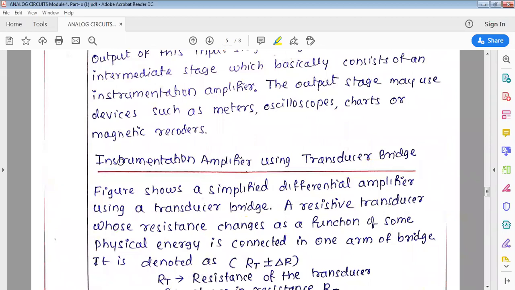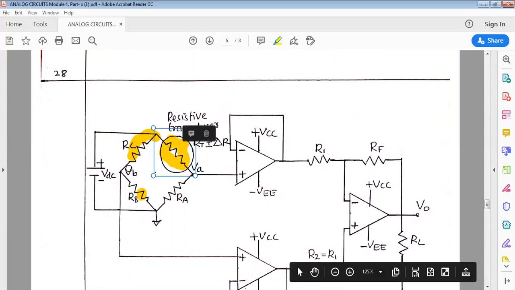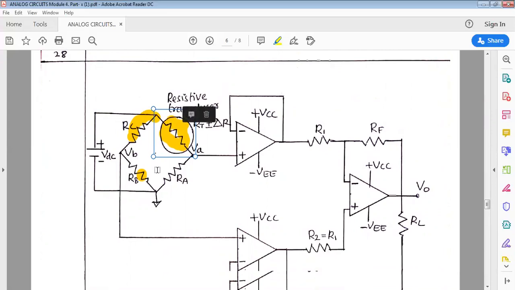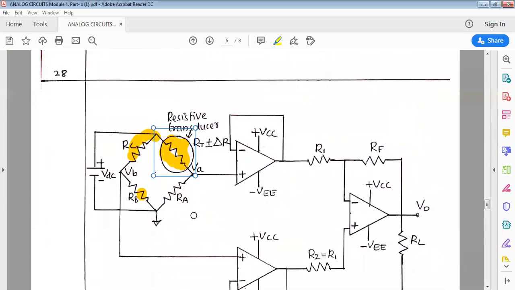Now let us see how the instrumentation amplifier can be built using a transducer bridge. What is a transducer bridge? There are four resistances that are connected: RA, RB, RC, and this resistive transducer. These four are connected in a bridge configuration, as you can see here in this diagram. That is, this part looks like a bridge. So that's why it is called the transducer bridge.